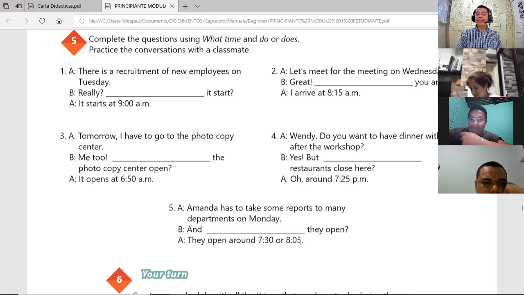Seven thirty, 8:05, right? Good. That's it. Se escuchó bien largo, pero es por el problema de internet, ¿verdad? 8:05. Excellent. Thank you, Irving. Thank you. Okay. 8:05. Good.